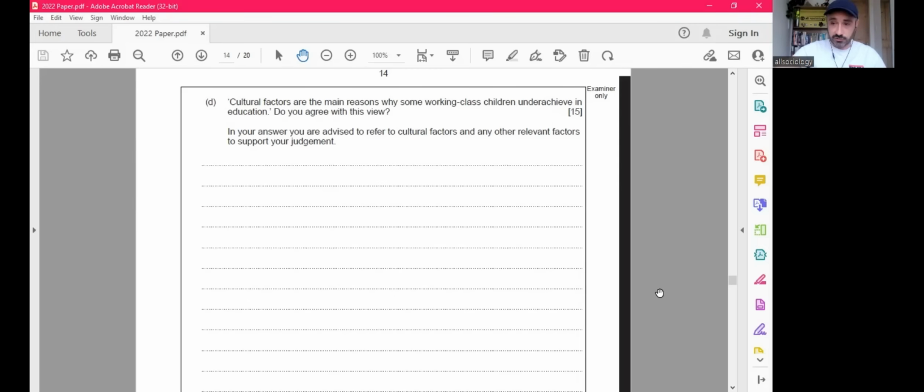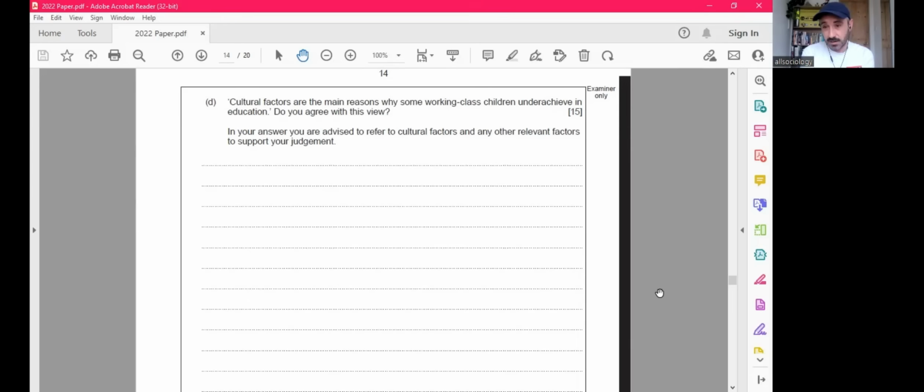What you need: an introduction. You're going to need 3 paragraphs. Your first paragraph is going to be on cultural factors, as is mentioned in the question. I'm going to lead that into things like, for instance, the amount of encouragement or opportunities you might get given at home. So let's say your parents didn't have a very good experience at school. The likelihood is they are not going to be super encouraging of you at school. As a result, that might lead you to underachieve.